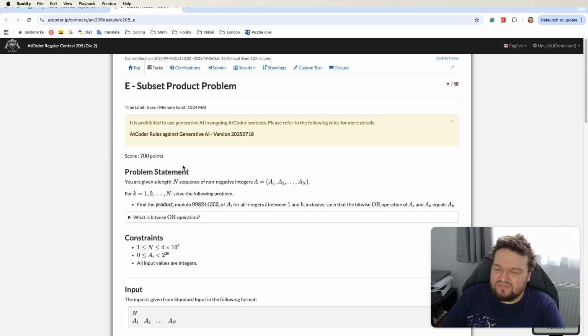Although it might be some generating function, hardcore stuff. I'm a node-coder. Okay, let's see the problem. You are given a length n sequence of non-negative integers a_k for k from 1 to n. Solve the following problem: find the product of a_i for all integers i between 1 and k inclusive such that the bitwise OR of a_i and a_k equals a_k.